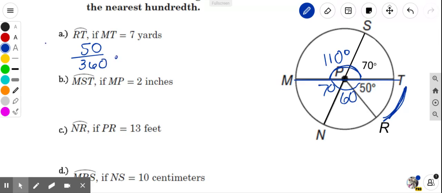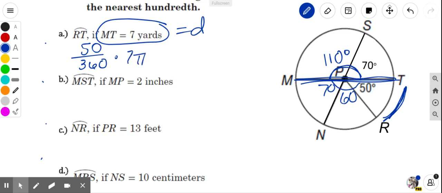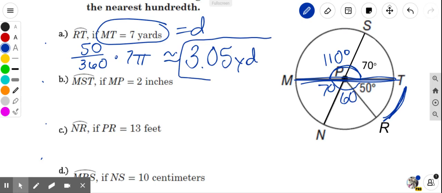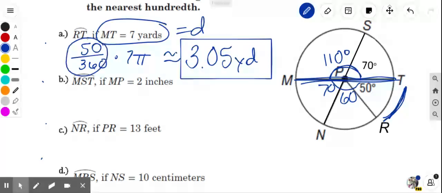For each of these problems, they give you a different piece, a different segment. Like on this one, they give us MT is 7. So you want to look at the picture. MT is a diameter, so that means the diameter is 7. So we're going to do times 7 pi, and then do that in your calculator. You end up getting 3.05 yards. So again, you're going to do 50 divided by 360 times 7 pi, and that would give you 3.05.